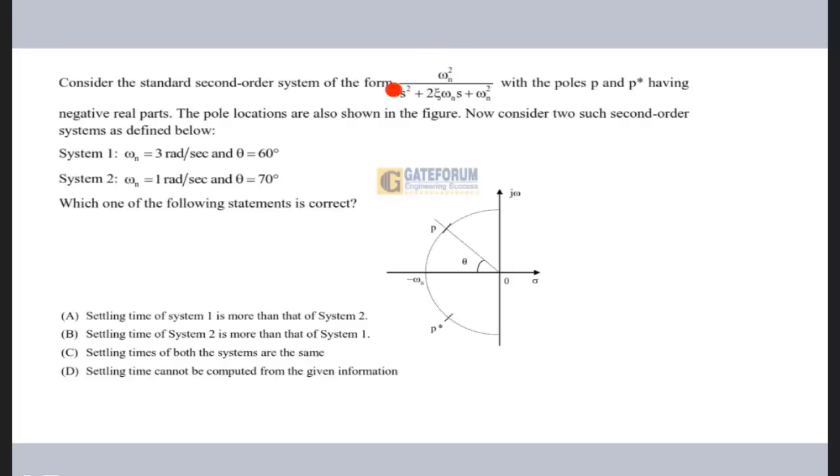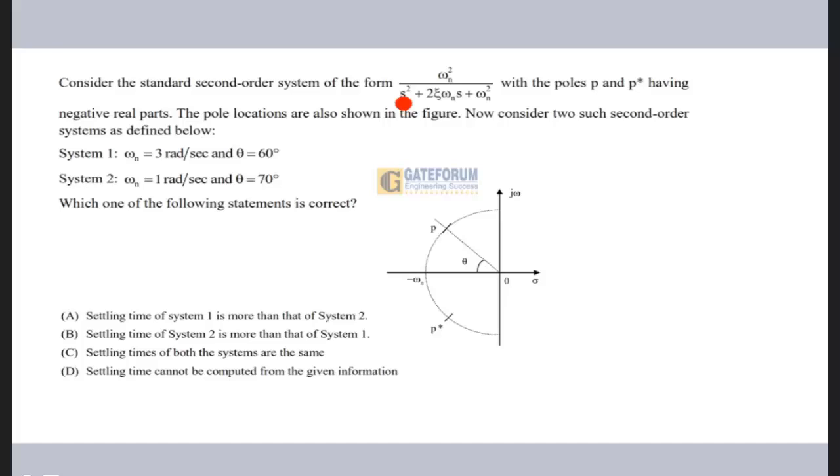Thank you. Hello students. So this question was asked from the control system part, and it was asked in EE, electrical engineering, in GATE 2024. So let's see this question. Consider the standard second order system of the form. So this is your standard second order system.